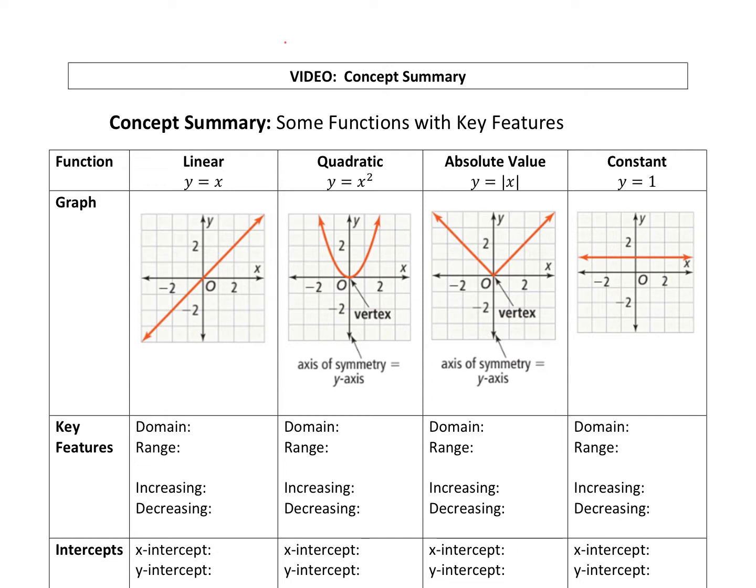All right, so we're going to look at some functions with key features. So let's look at that linear column first. The equation they gave us was y equals x. That is a linear function, straight line, positive slope going through the origin. So the domain for linear functions, this is actually true of all linear functions, is all real numbers. So we express that negative infinity all the way to positive infinity. The range is also all real numbers, so negative infinity to positive infinity.